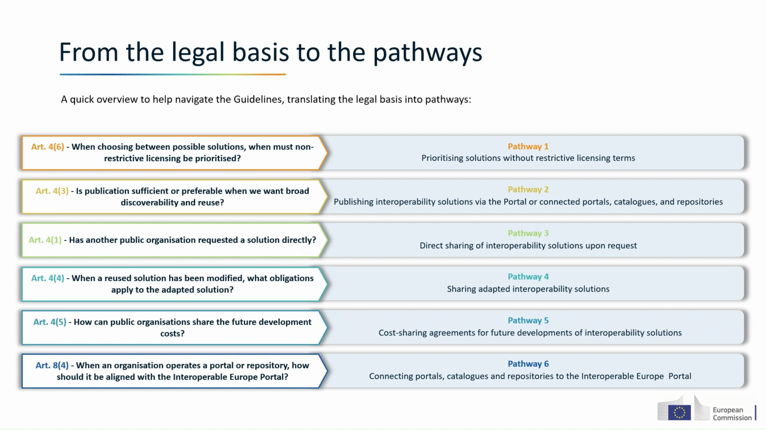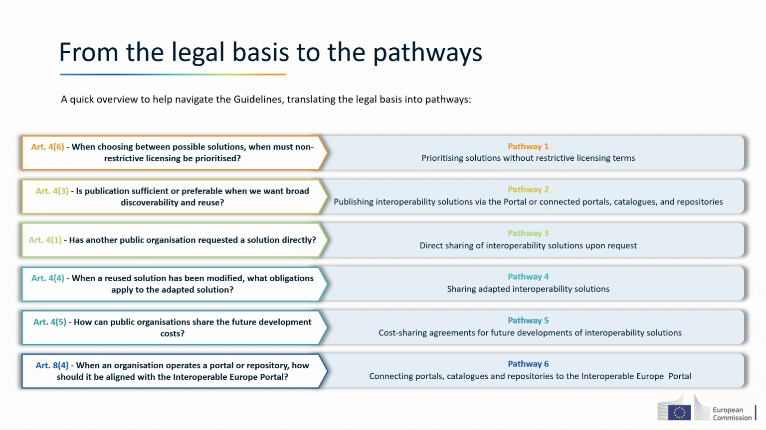For pathway 1, it is based on Article 4.6 and concerns the prioritization of solutions without restrictive licensing terms when equivalent options are available. Pathway 2 is based on Article 4.3 and covers the publication of interoperability solutions through the Interoperable Europe portal or connected portals, catalogs, and repositories. Pathway 3 is based on Article 4.1 and deals with direct sharing upon request.